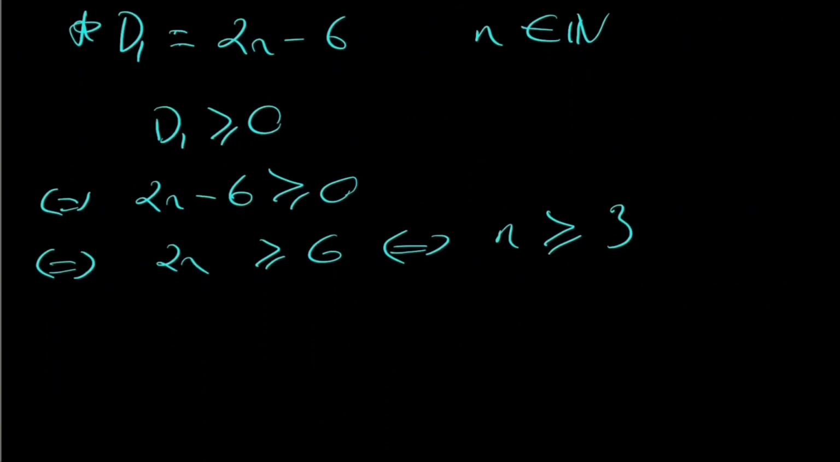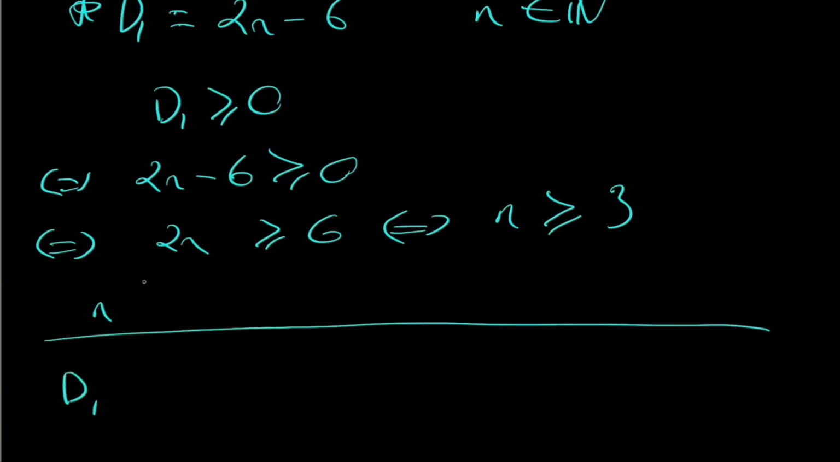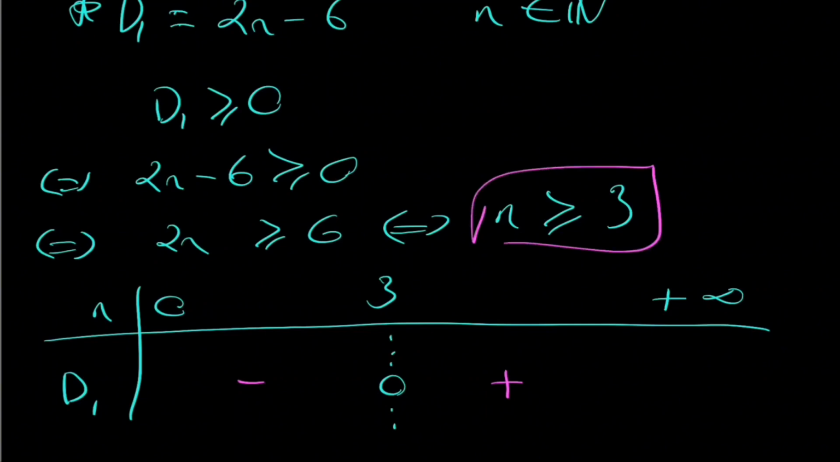Okay, so for d1 we will have n, and the sign of d1. Starting from 0, there is a special value at 3, because at 3 d1 is exactly 0, and then up to plus infinity. We will have a 0 here. Before that it will be negative, and after that positive, because of what we just proved. So this is the table of values, the table of truth if you want, of d1.